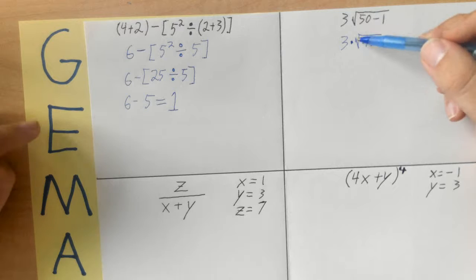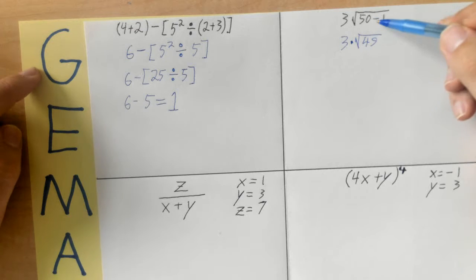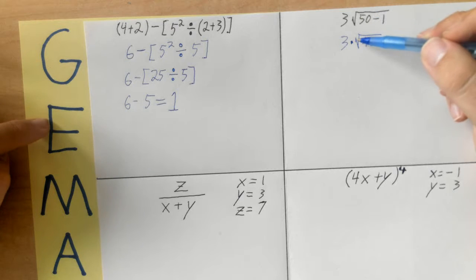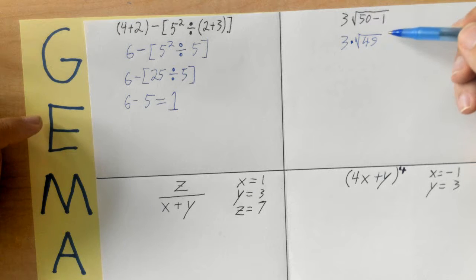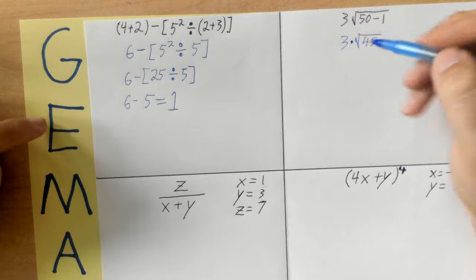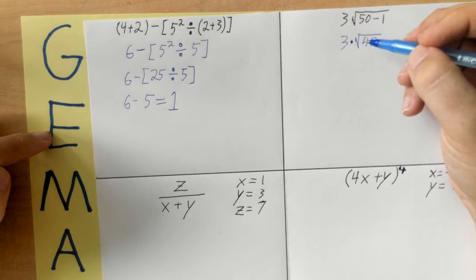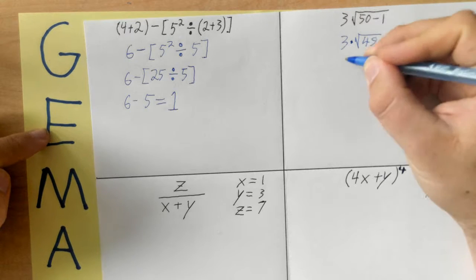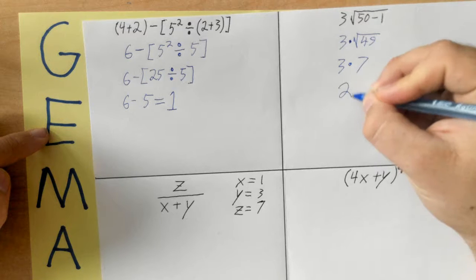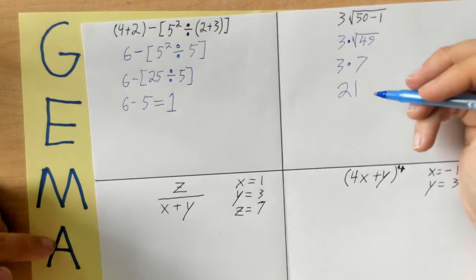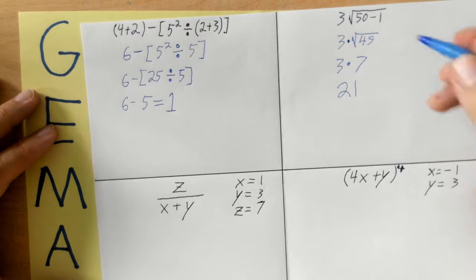You can think of a square root, along with being a grouping symbol for whatever's underneath, as also like an exponent. In fact, if you did 49 to the 1/2, it would be the same thing. So I'm not going to multiply because that comes after E. So the square root of 49 is 7. 3 times 7 is 21. Here we don't have any addition or subtraction, so we're done.